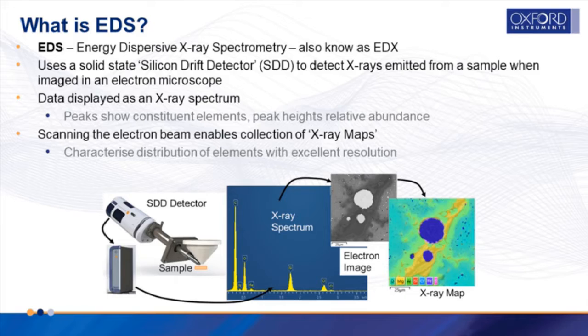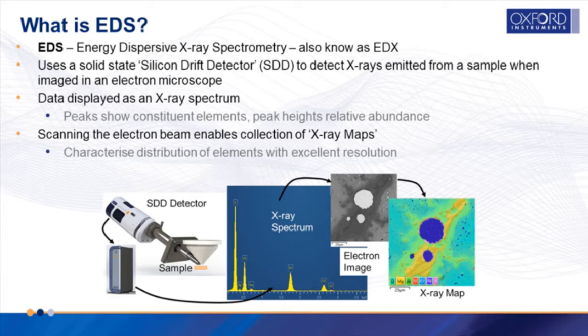EDS, also referred to as EDX, is energy dispersive X-ray spectrometry and refers to the technique of using a detector to measure the X-rays emitted from a sample when exposed to an electron beam, as discussed in the previous slide. In recent years, that has been done using a silicon drift detector. The signals are then processed electronically and displayed as a spectrum using Aztec, our EDS software.